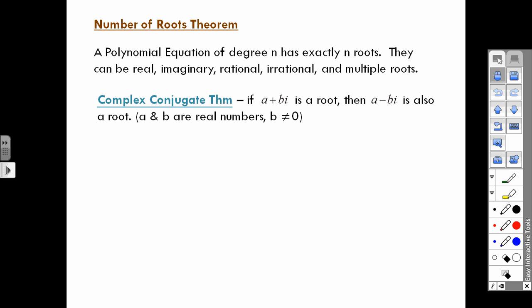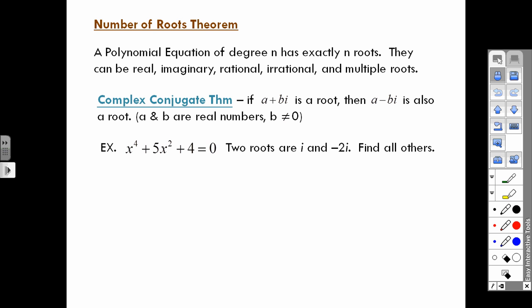Okay. There's also the complex conjugate theorem. I know we've kind of talked about this before in a different light, but what it says is that if you know that a plus bi is a root, then its complex conjugate is also going to be a root. They always come in pairs. So you can't find one complex number a root without the other one also being a root.